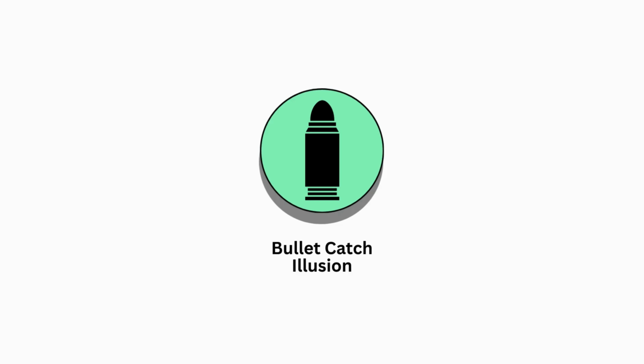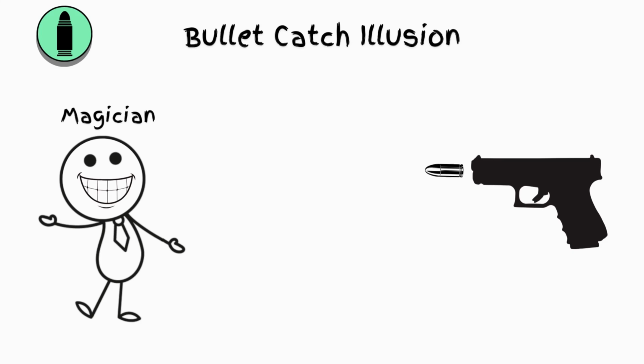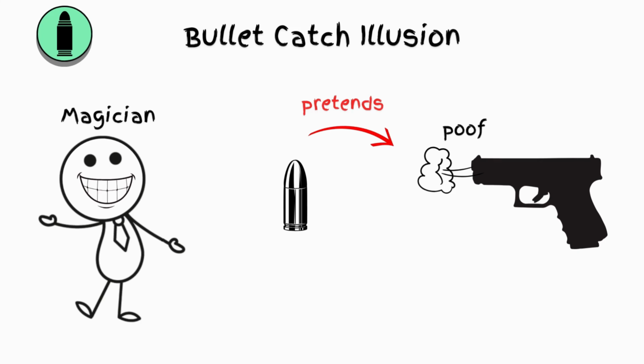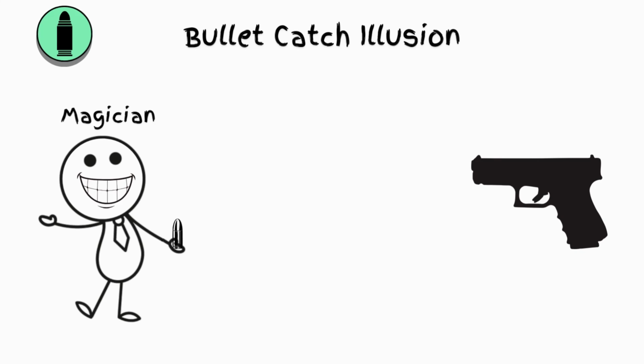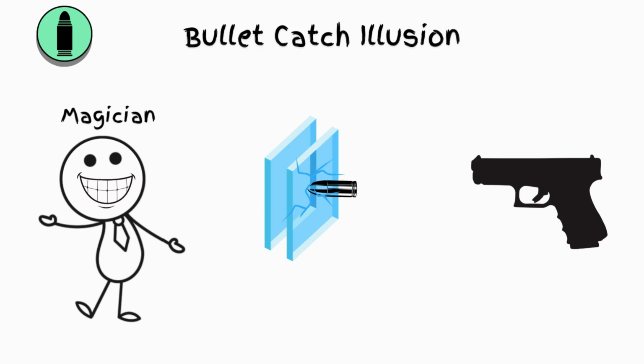Bullet catch illusion. The magician appears to catch a bullet fired from a gun using only their teeth. In reality, the gun fires blanks, and the marked bullet is never actually loaded into the gun, but kept concealed in the magician's hand. With a quick sleight of hand, they secretly place the bullet in their mouth and reveal it at the right moment. A pane of glass, which seems to shatter from the bullet, is preset to break as the gun goes off.